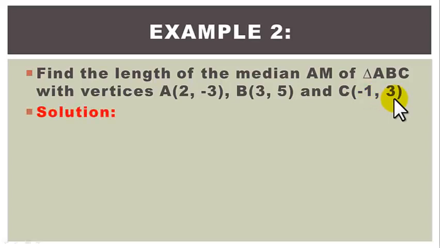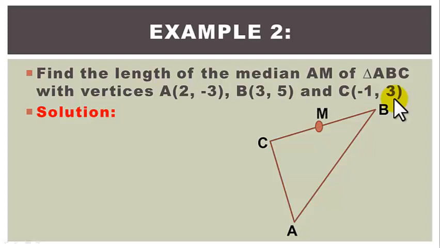Solution. First, we draw a triangle with the three given vertices A, B, and C. Now, the median of a triangle is a line drawn from a vertex to the midpoint of the opposite side. So to find the median AM of this triangle, we have to indicate the midpoint of BC and let that midpoint be M. Then the median is this line from A to M.